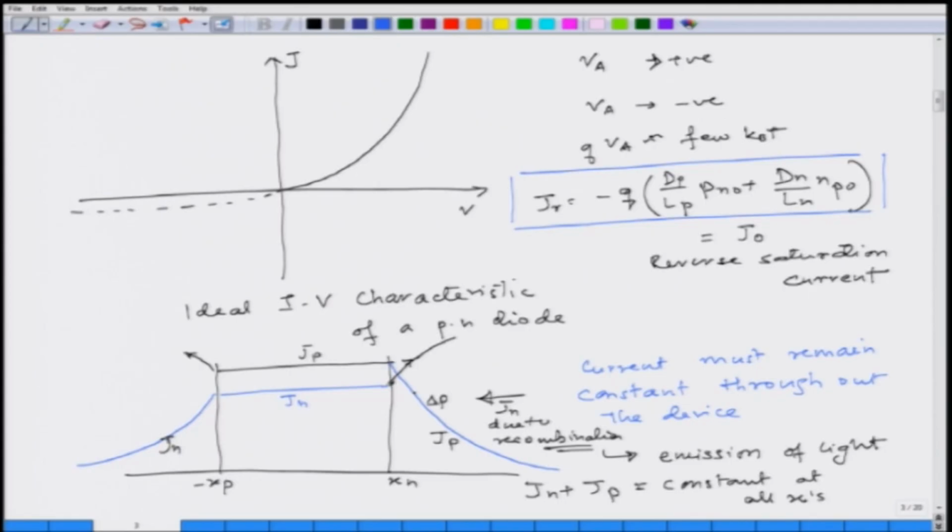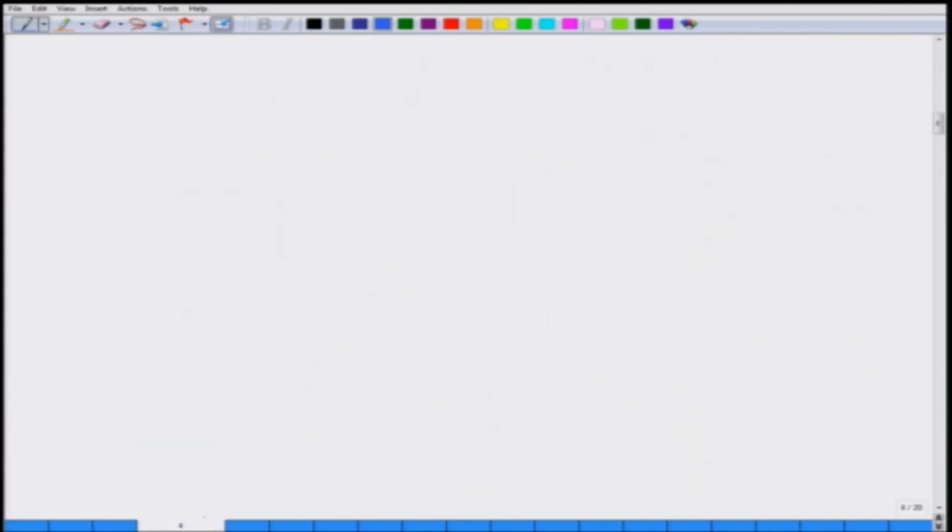Now, before we close the discussion on the ideal characteristic of the PN junction, it is also very important to realize another phenomenon which happens in ideal PN junctions, and that is reverse breakdown.